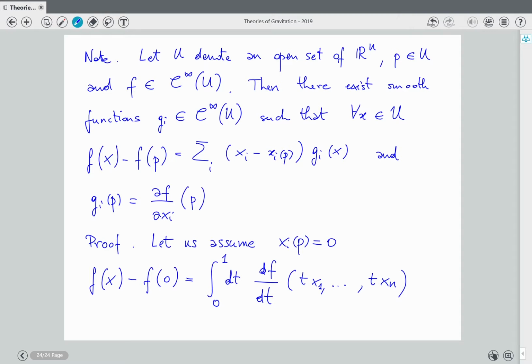So this is an obvious identity because it's the integral of a total derivative, so the result of the integral is the value of the function f for t equal 1, where you have f of x, minus the value of f for t equals 0, where you have f of 0. So this is obviously true.